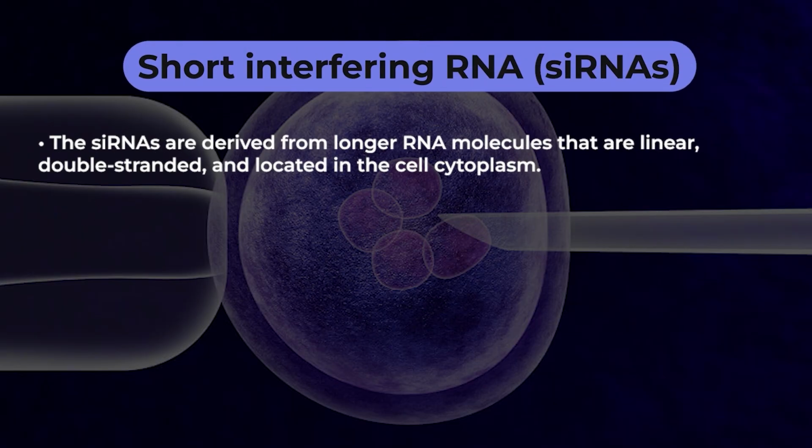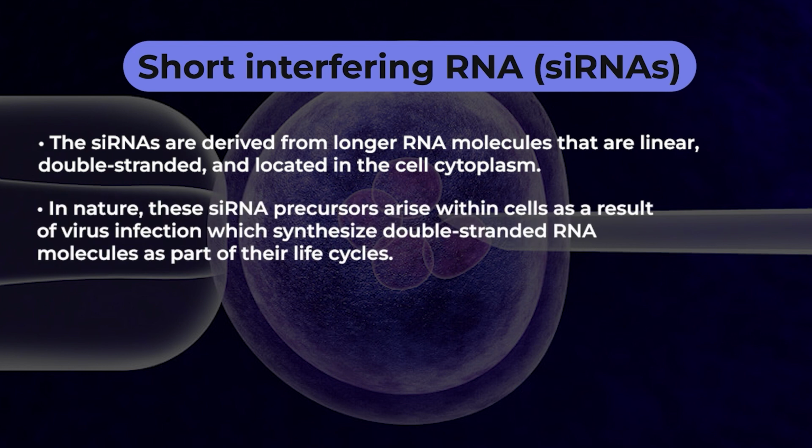So, the siRNA or short interfering RNA are derived from a longer RNA molecule that is linear, double-stranded and located in the cytoplasm. How does this long, linear, double-stranded RNA come to the cytoplasm? It comes from the viral infection. Because of its life cycle, the virus synthesizes this linear double-stranded RNA molecule. In nature, these long, linear, double-stranded RNA molecules in the cytoplasm synthesized by virus are known as siRNA precursor. They arise within the cells as a result of virus infection, as I told you.